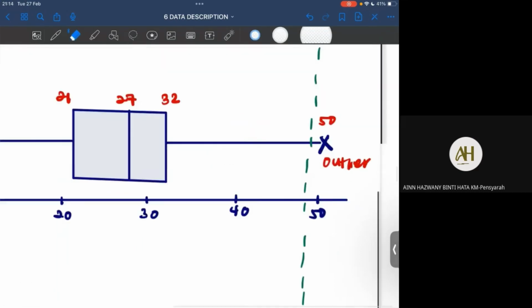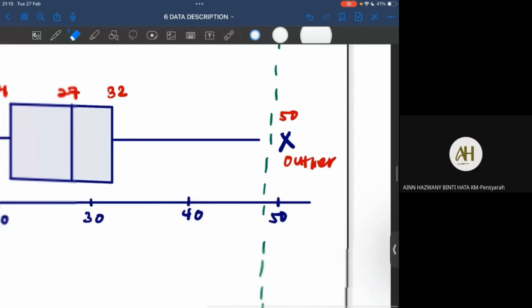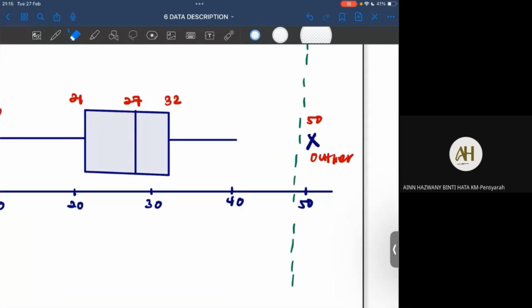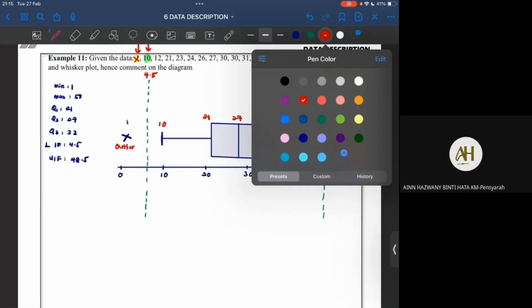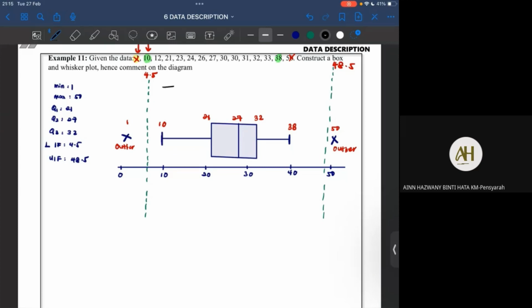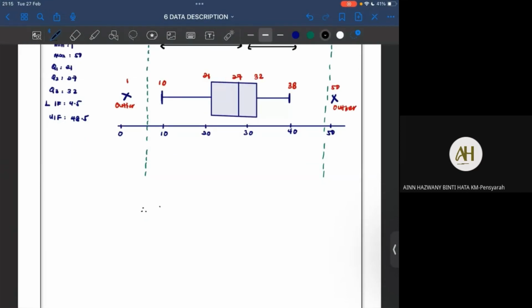Okay, so kita akan tarik kita punya whisker ni sampai pergi kepada 38. Padam. Sampailah dekat 38. So this is our new maximum, 38. Okay, so kamu ada 2 outlier dekat sini. So what can we comment on this box and whisker plot? As you can see from 27, yang hitam tolong jangan tulis atas kamu punya box and whisker plot. Saya just nak bagi tahu je nilai dia. 27 minus 10 kita ada 17. 38 minus 27 kita ada 11. So data kita banyak di sebelah kiri. So the comment that we can make here is the data is negatively skewed.